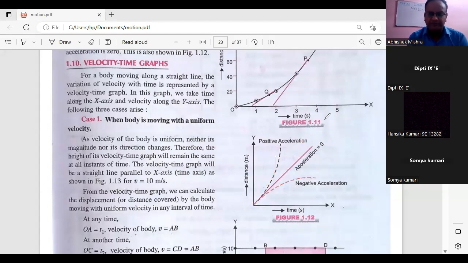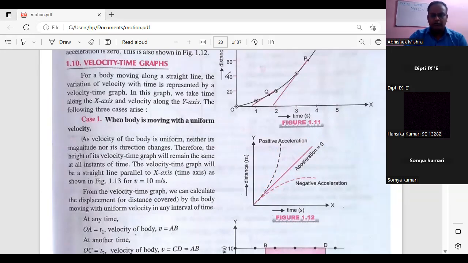From this very graph, we can get all the three graphs. The idea of the three graphs: when the acceleration is zero, it will be a straight line passing through the origin. Positive acceleration, it will be a curve, and negative acceleration, it will be bending towards the x-axis. Is it clear to all, the three possibilities? The three distance time graphs are clear to all?